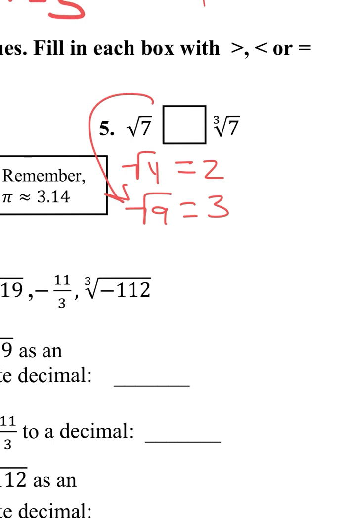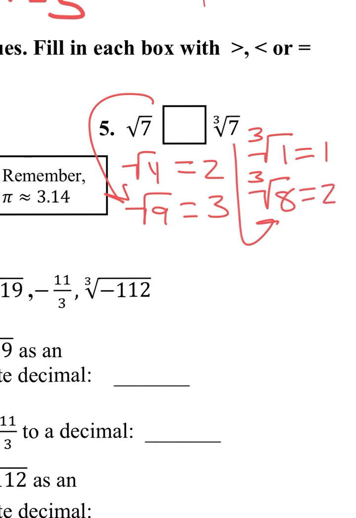Now we have to do the same thing with the cube root of 7. What's the perfect cube just below 7? That would be the cube root of 1, and the cube root of 8. 7 is closer to 8, but let's see. The cube root of 1, not approximately equal to, but equal to 1. And the cube root of 8 is 2.